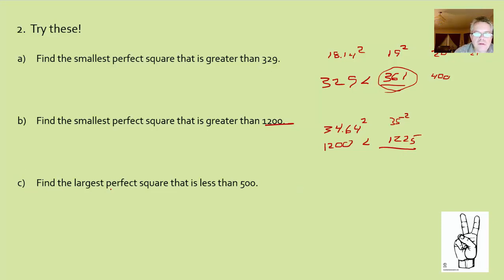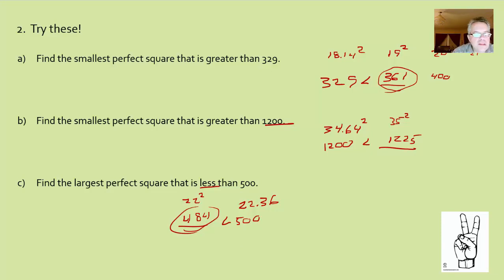Find the largest perfect square that is less than 500. We want to go less than 500. So 500 is here, and we want to know what perfect square is to the left of it. The square root of 500 is 22.36. If we want a perfect square less than that, we round down. So we have to find out what 22 squared is. 22 squared is 484. And that's the perfect square that's less than 500. Of course, there are other perfect squares that are less than 500. This is the one that comes closest to it.